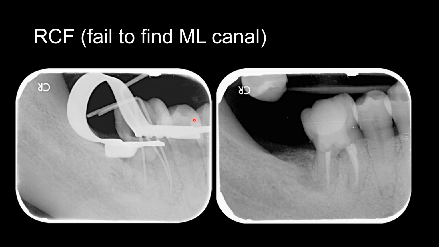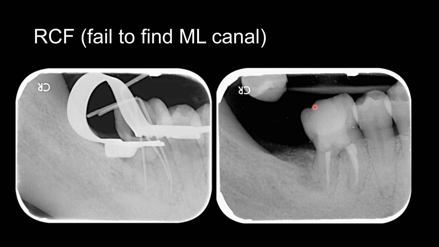So after this drilling, I still could not find the distal lingual canal. Even after I used dynamic navigation, I still could not find it. So I filled the other three canals and finished this case. So this is one of the failed cases of my dynamic navigation attempts. So I think there are still some limitations in dynamic and static navigation.